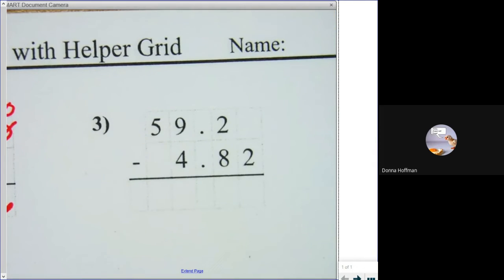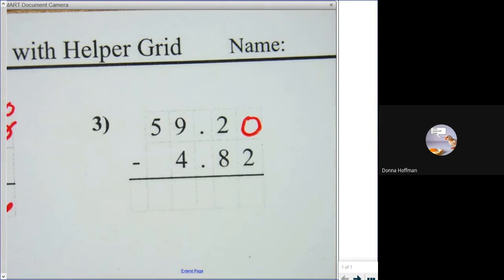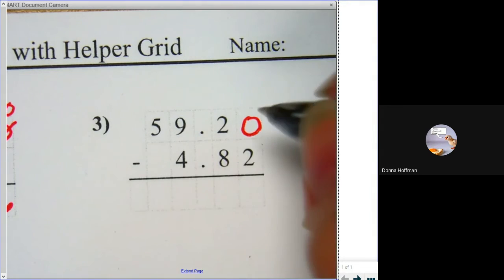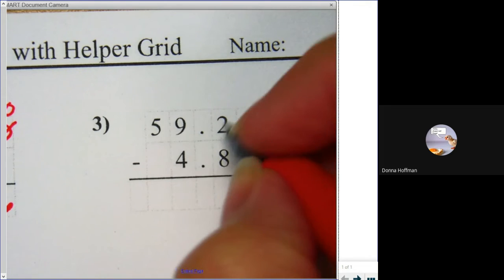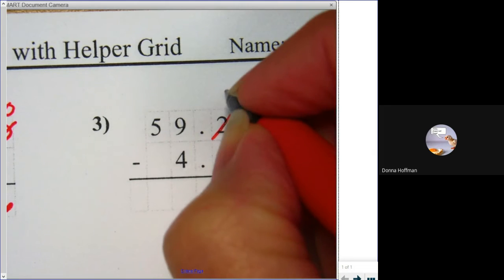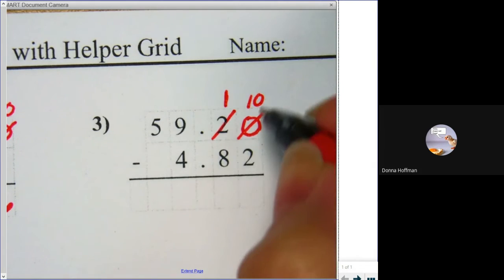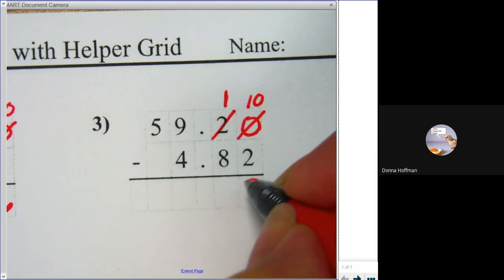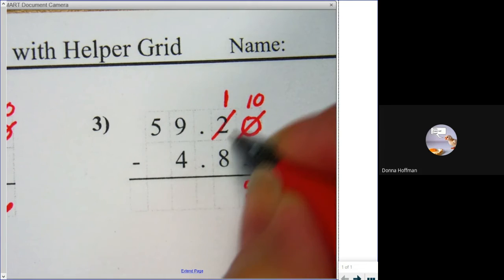Again, for number 3, we are subtracting. I have an empty spot. I'm going to annex a 0 in there. 0 subtract 2. I can't do that. I need to borrow from the guy next door. The 2 becomes a 1. This 0 now becomes a 10. Now I've got 8. 10 minus 2 gives me 8.